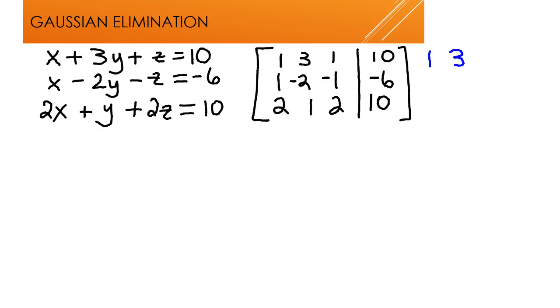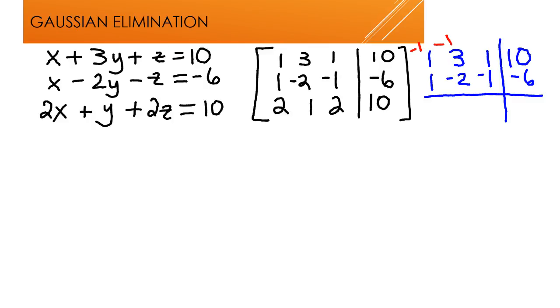I'm going to go 1, 3, 1, 10, okay, remember? And then I'm going to do 1, -2, -1, -6. Now I have to multiply by a negative in order to make that 0. It really doesn't matter which one I multiply by, so we'll just go -1, -1, -1, -1. That's going to give me 0. That's going to give me a -3, so I'm going to make that -5. That -1 is going to give me a -2, and a -10 plus a -6 is going to make -16.